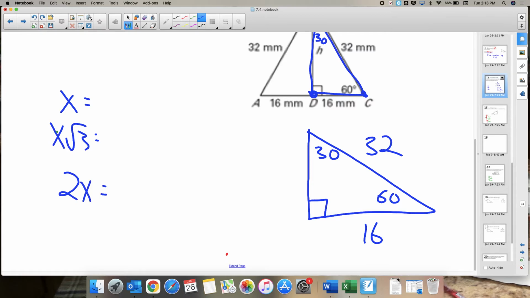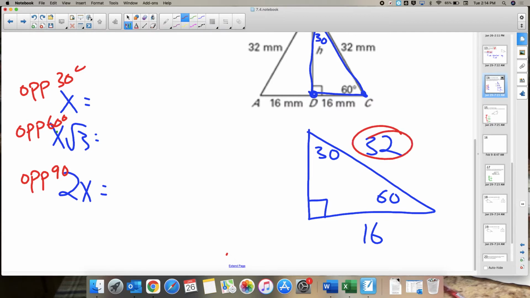So when we talk about our places, we have an x value that is opposite of 30 degrees. We have an x square root of 3 that is opposite of 60 degrees. We have a 2x value that is opposite of 90 degrees. So here, for example, if they gave me the 32, that's opposite of 90 degrees. That's my 2x value. That's our hypotenuse.